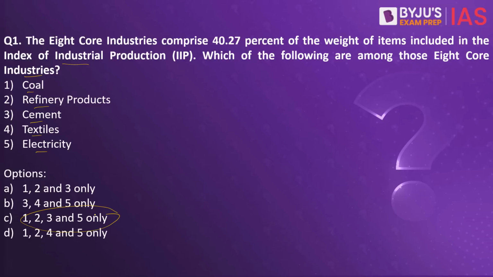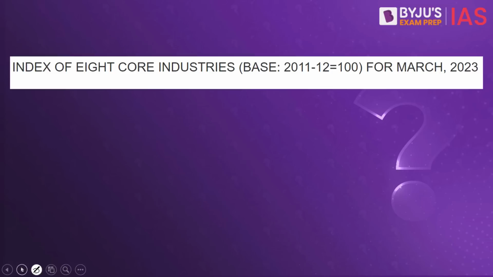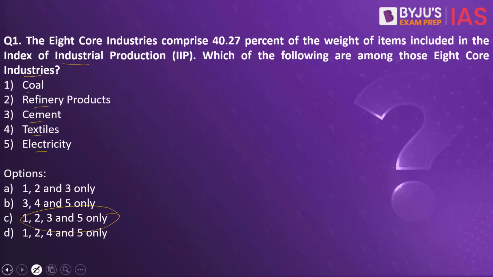Why have we taken this practice question? Because this article on the PIB makes a reference to index of 8 core industries, which is why we have taken this practice question. So the first question that we need to answer is which are these 8 core industries?